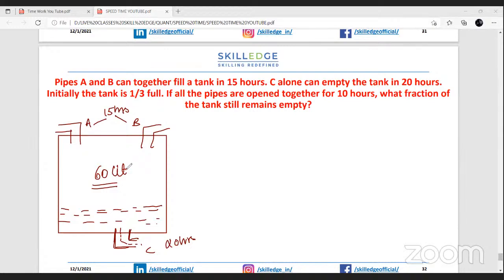I took a number as 60 guys. Okay. Out of 60 liters, one third is already filled. It means 20 liters is already filled. So out of 60, 20 is filled.